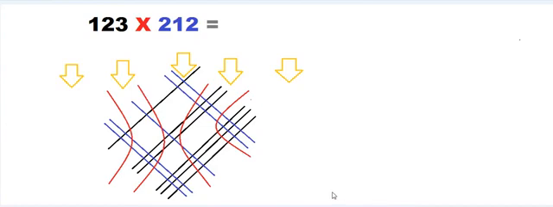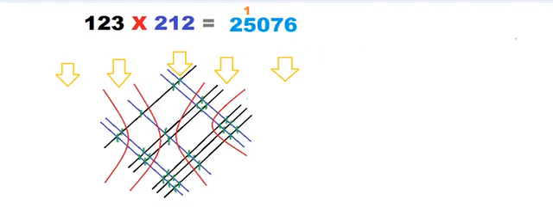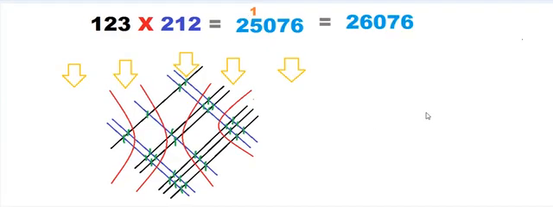After that we calculate the number of intersection points as we have done before. So we have 6 points here, we write 6. Then in the second region we have 7 points, so we write 7. In the third region we have 10 points, so we write 0 here and carry 1 forward. In the fourth region we have 5 points, we write 5. In the last region we have 2 points, so we write 2. And after adding the carry, we get the final answer, which is 26076.